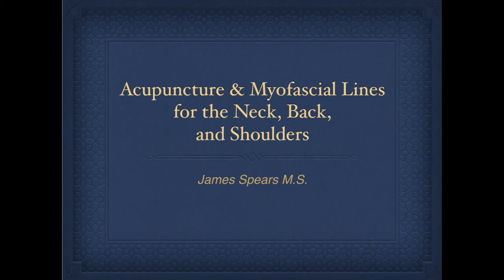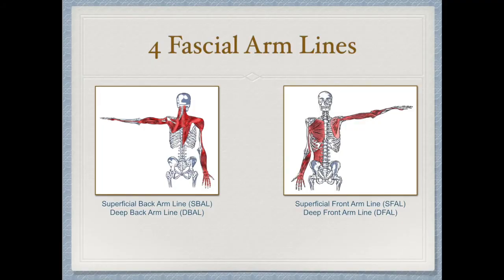This is an introductory presentation on acupuncture and myofascial lines for the treatment of the neck, back, and shoulders. So what I want to introduce you to here are the myofascial lines as written about by Tom Myers in his book Anatomy Trains. And we can see here that this deep back arm line looks a lot like the small intestine meridian, and then the superficial back arm line is this one over here. It includes the trapezius and then the deltoid and then the forearm extensor muscles right down here.